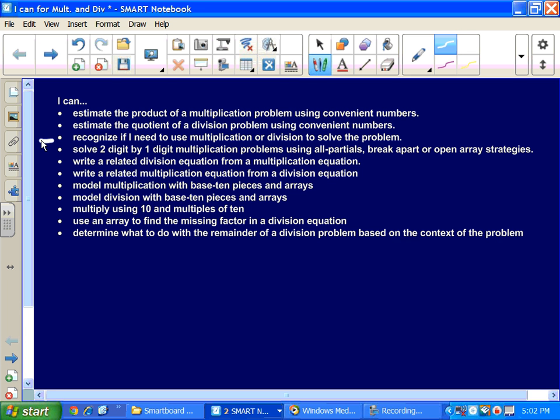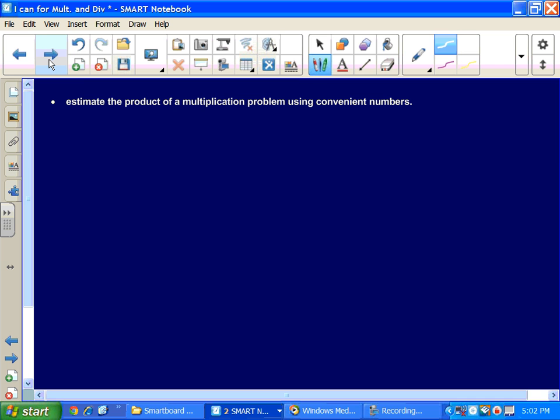I can multiply using 10 or multiples of 10. I can use an array to find the missing factor in a division equation. And I can determine what to do with the remainder of a division problem based on the context of the problem. So let's take a look at the first one there. I can estimate the product of a multiplication problem using convenient numbers. Well, let's go ahead and delve into this.